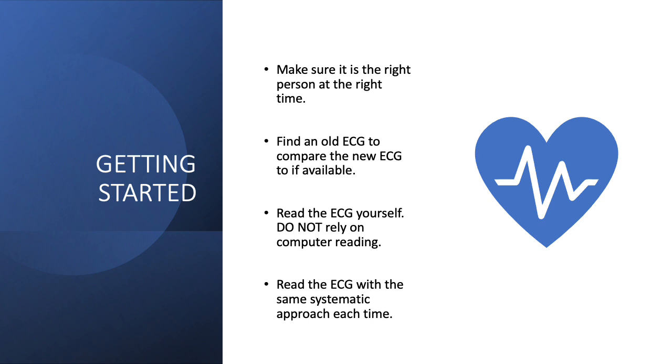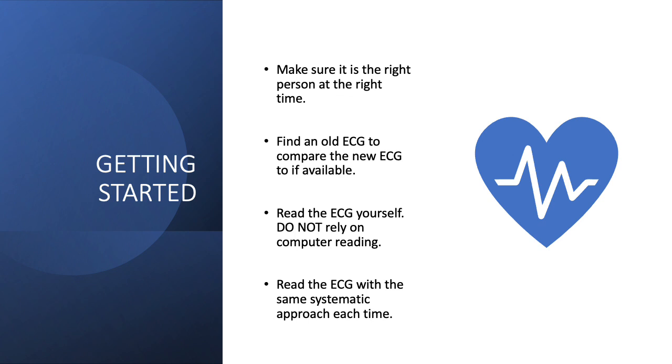Okay, getting started. When you're presented with an ECG, the first thing you need to do is make sure it's for the right person at the right time. If you can find an old ECG to compare with a new ECG, that can be really helpful, because if you see something new that has developed from the past to the current ECG, that can help in trying to diagnose what may be going on with the patient. I cannot emphasize enough that you need to read the ECG yourself. Do not rely on the computer reading. It's often wrong, especially when it comes to rhythm assessments. You have to read it yourself.